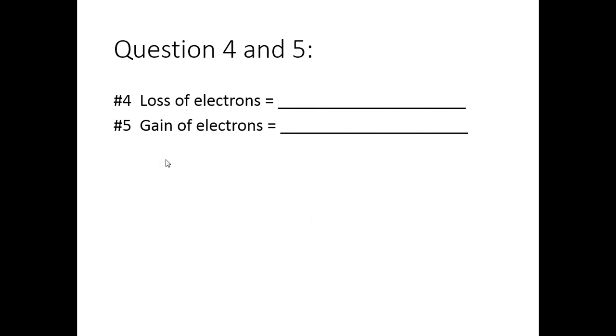So questions 4 and 5 for our class participation. Based on what my science teacher just told me, a loss of electrons is what? Oxidation or reduction? LEO. Loss of electrons is oxidation. Gain of electrons is reduction, because Leo the lion says GER.